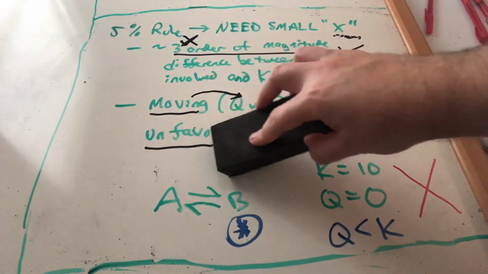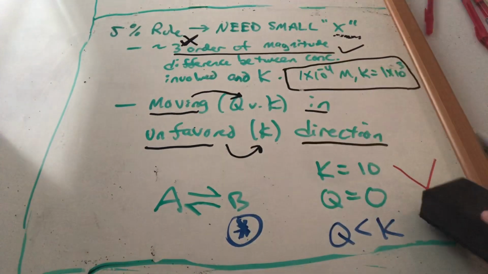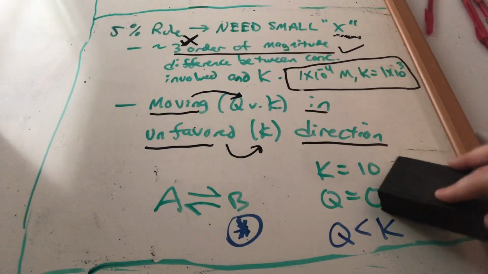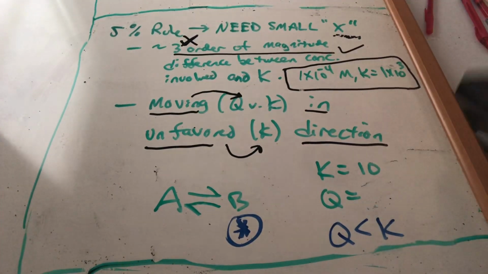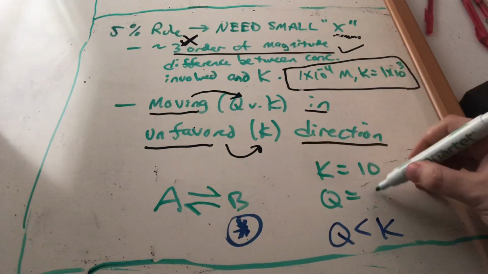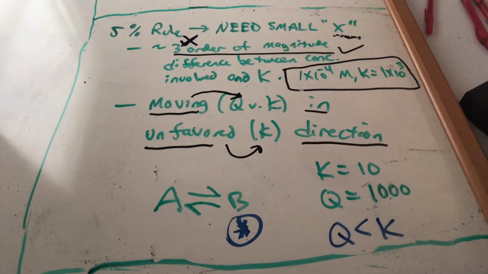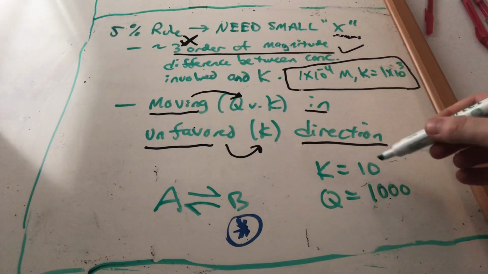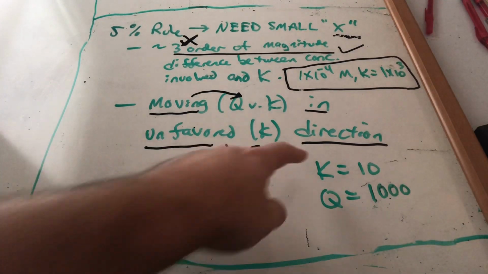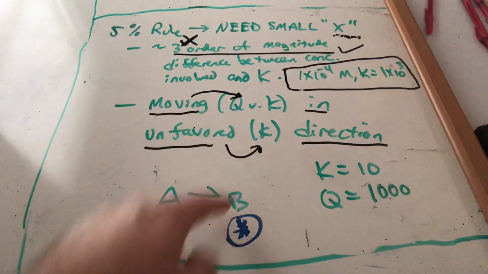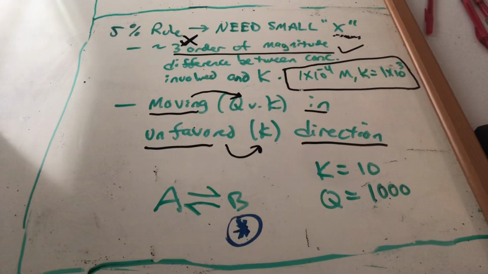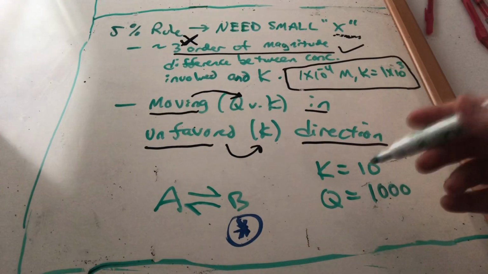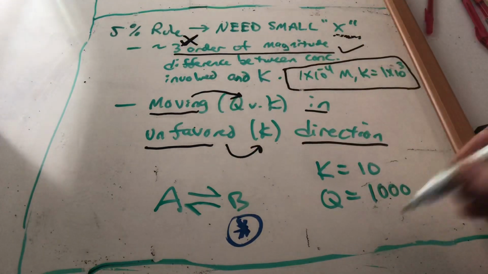So let's change this up a bit. Let's keep K as 10, but let's write Q as being like 1,000. So K is 10. So no matter what, my star is not going to move because K is 10. That means the product side is favored. Now my Q, so I have a different set of initial conditions. I've changed what stuff is there in terms of A and B to start with.